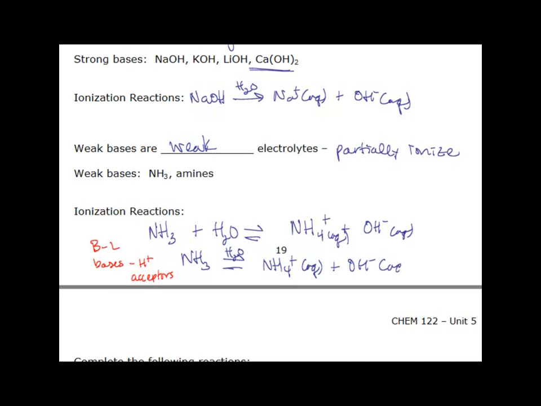So amines are greedy. It's the best way I like to explain this. Amines are mean and greedy. They want as many protons as they can get.